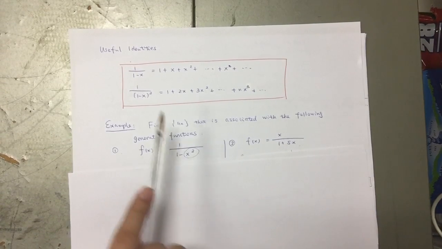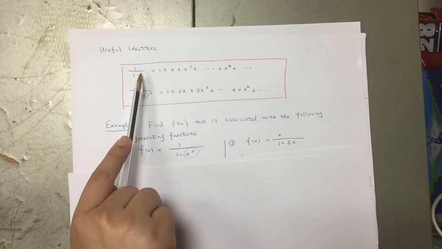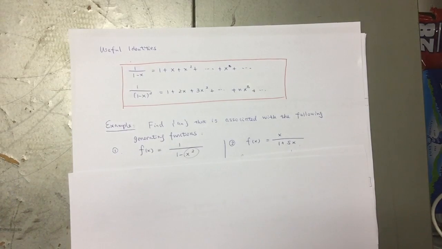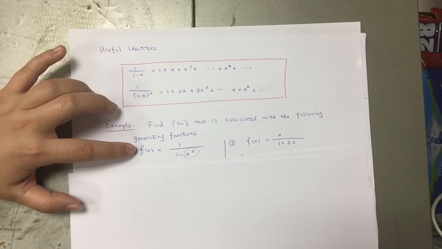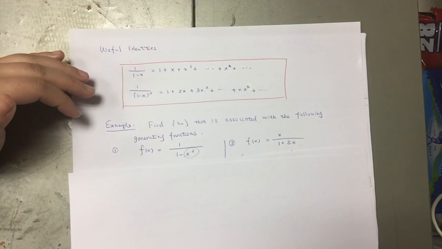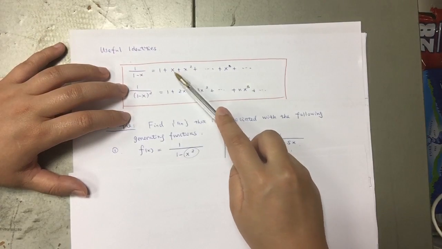If you compare it with this first identity, the only difference is we have x here in the identity but x squared for the given function. Therefore, I'm going to write down f of x in its expanded form by substituting x squared as a quantity here for x.